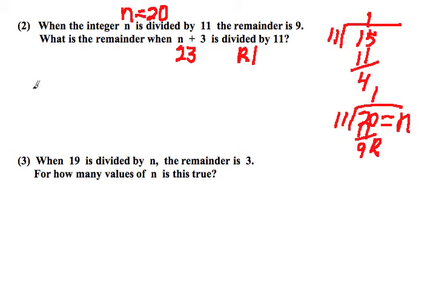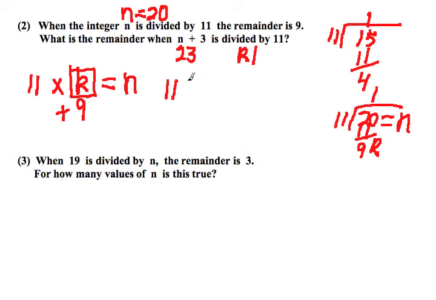One way to think about it algebraically is a division problem is you're looking for a multiplier. So you're saying 11 times some number plus the remainder is equal to n. So a division problem is when you're looking for one of the multipliers. So you have 11k plus 9 is equal to n.